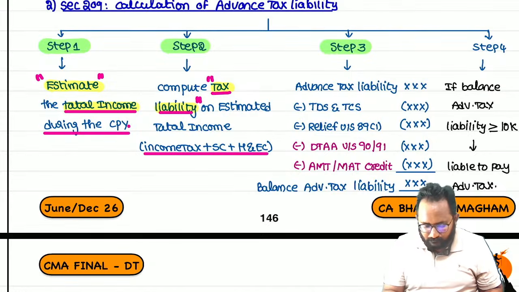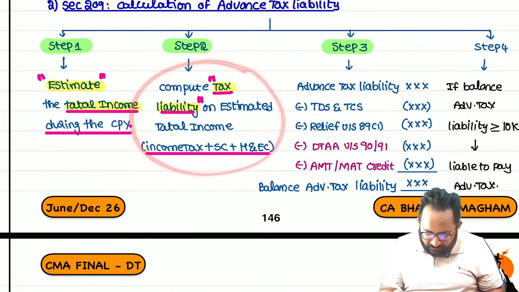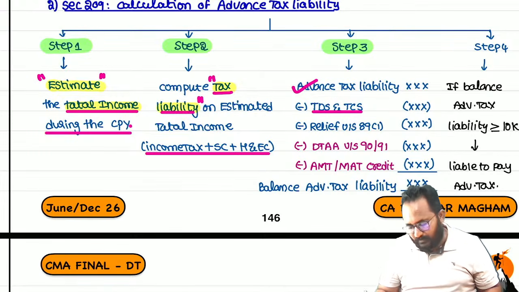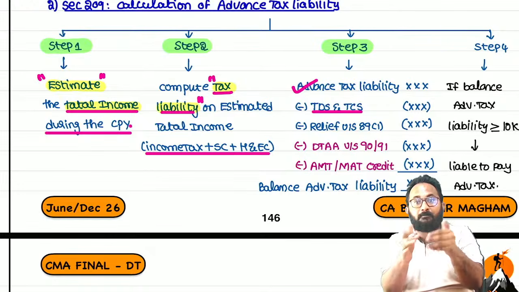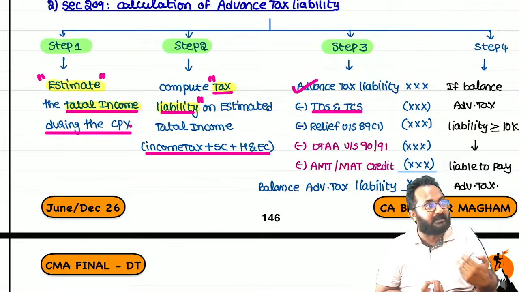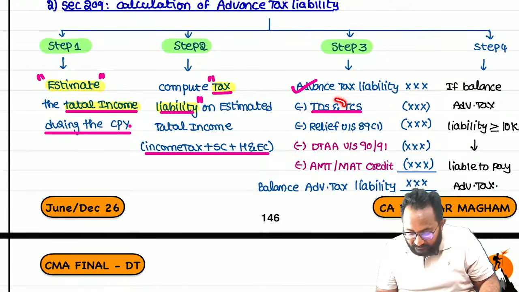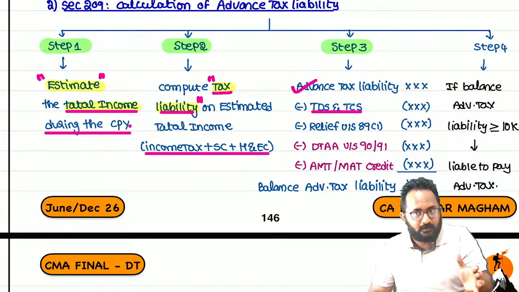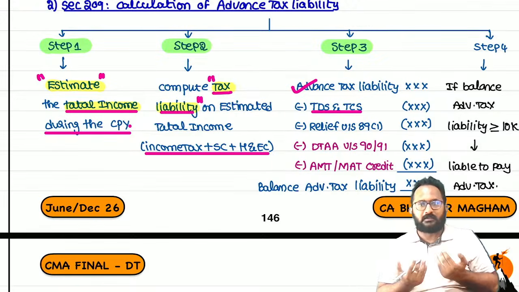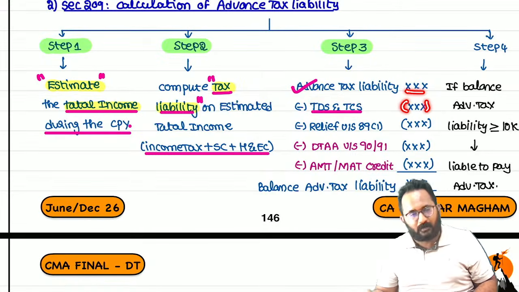Step 3. What is step 3? Whatever advance tax liability you got in step 1, minus, we can reduce the TDS and TCS. What is the reason? Already we paid one type of tax before that income reached our hands. So again do I have to pay this tax in the form of advance tax liability? No. Already we paid before receiving income into our hands, so whatever we paid already, we have to deduct from the advance tax.